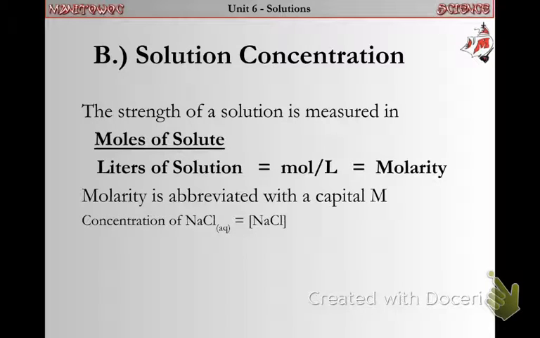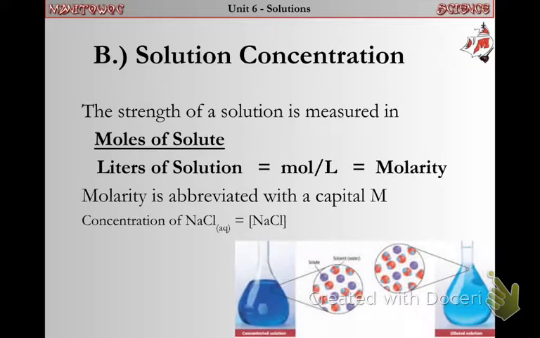And if we were looking for, say, the concentration of a specific substance, like the concentration of sodium chloride in solution, we can abbreviate that with some brackets. So when you see these brackets around a particular compound, like I've got here, that just means the concentration of NaCl.